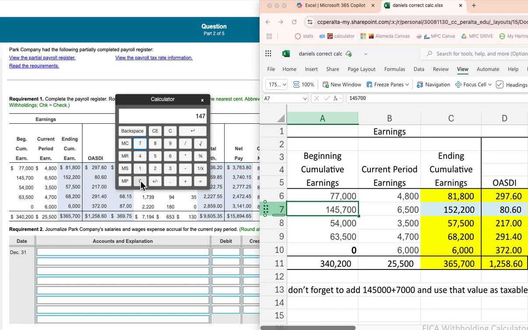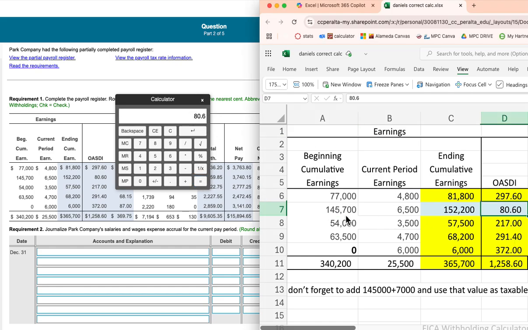I take 147,000 and subtract 145,700 from it, and that equals 1,300. Then you multiply that times 0.062, and that gives you $78, which is incorrect. So let's do this again. 147,123 minus 145,700 equals 1,300. 1,300 times 0.062 equals 80.6. So that's how you find that value.